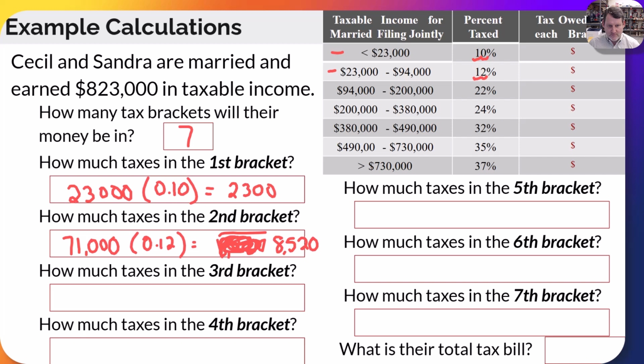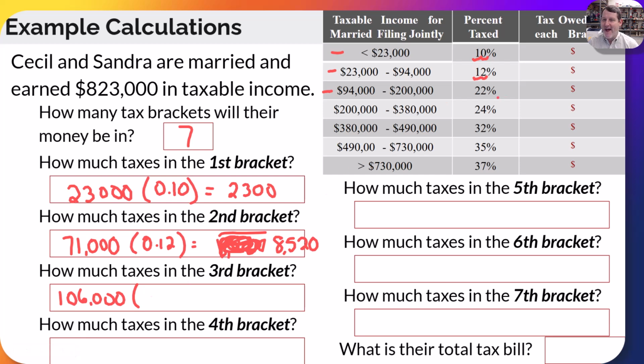$8,520. All right, so that's bracket 2. Bracket 3 is this one right here. To figure out how big bracket 3 is, we're going to have to take 200,000 minus 94,000, and that gives us $106,000. So they're going to put $106,000 of their money into that bracket, which, you know, I'm happy they're making that much money for themselves.